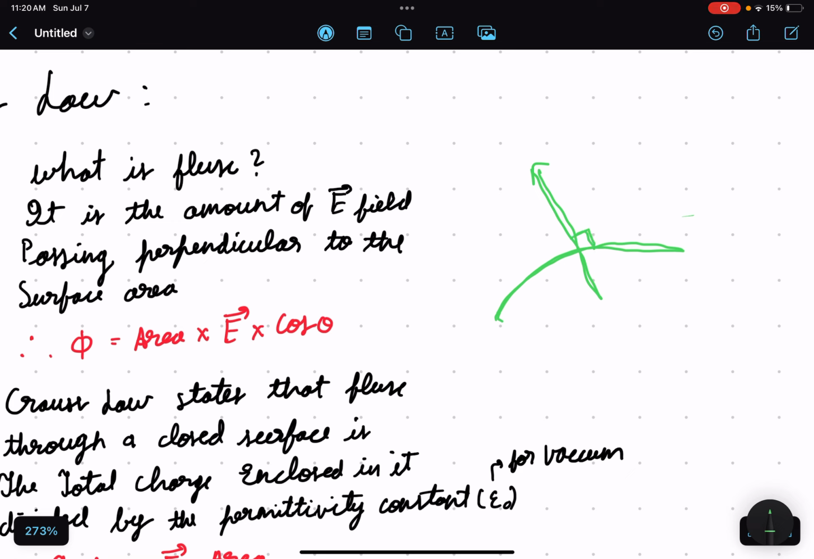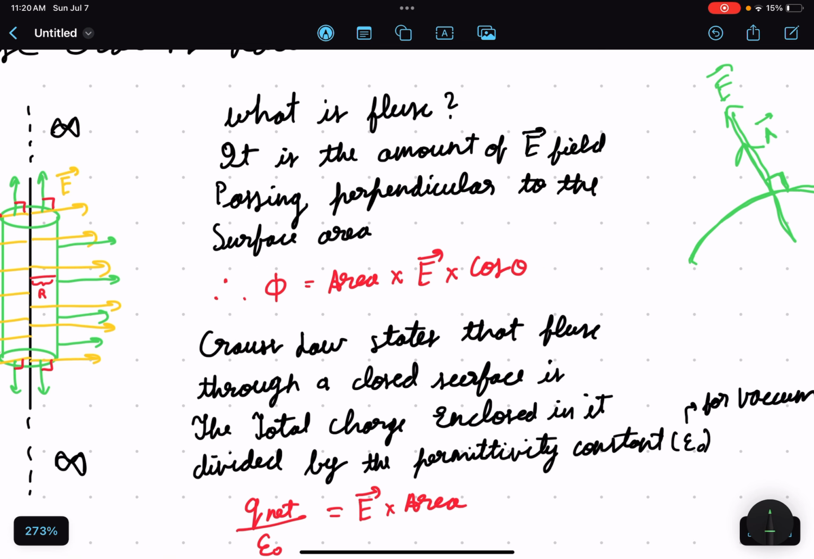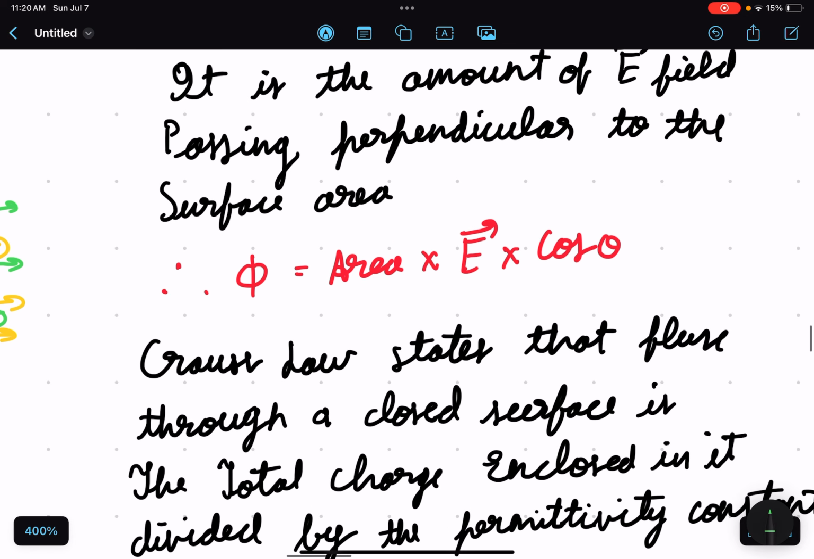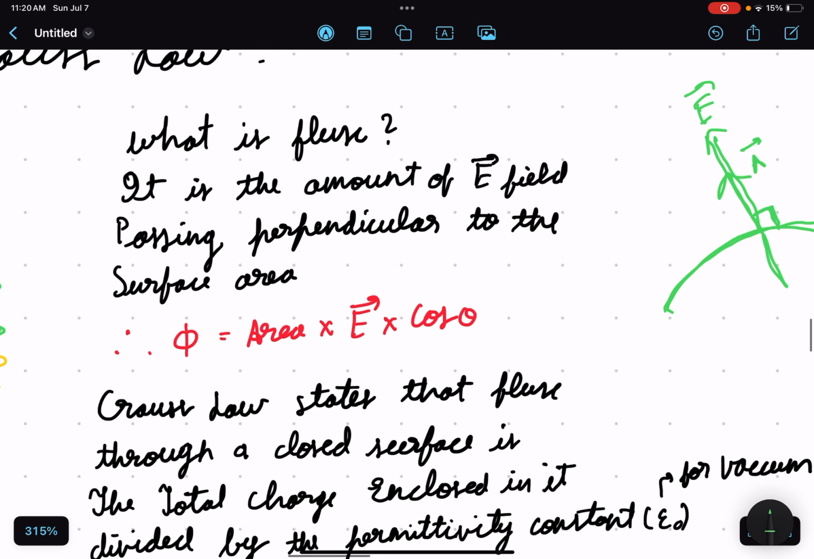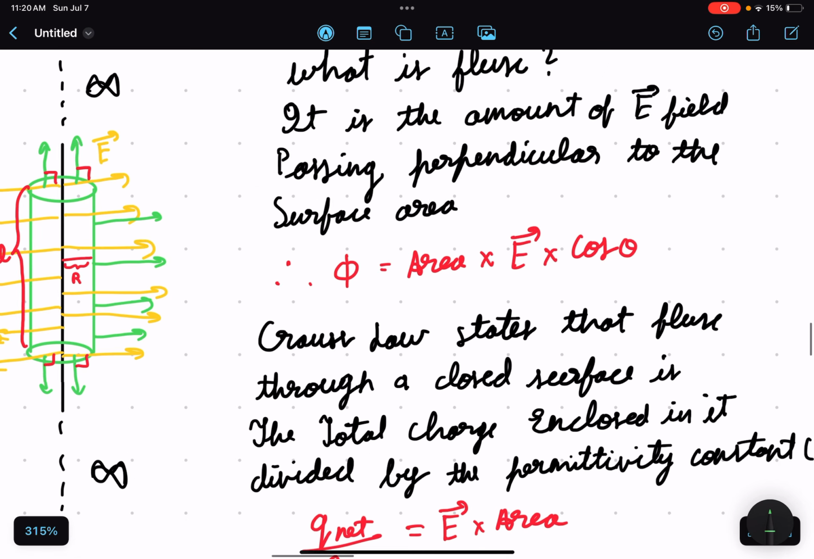It's actually perpendicular to the area, but if you look at the area vector, it's going to be in the same direction as the electric field. So if this is the electric field, this is going to be the area vector. It is in the same direction, so the angle between them is 0. We take the angle between them for the cos theta here. So the formula for flux is area times electric field times cos theta, which is the angle between the area vector and the electric field, not the actual surface, which might look perpendicular, but the actual angle between them is 0.